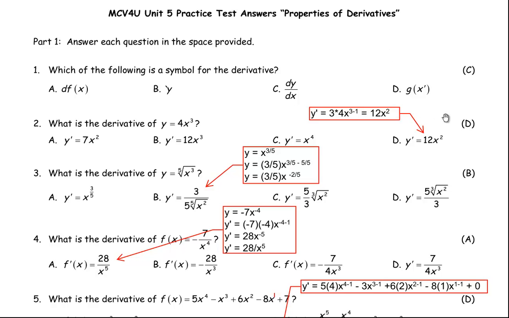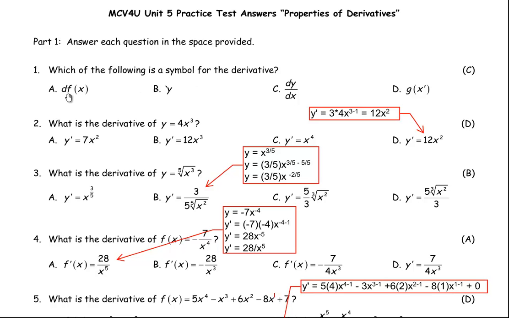In this video, we're going to take a look at a test review for a test on properties of derivatives, some basic differentiation rules. And so the first one asks, and there's some multiple choice in the first page, which of the following is a symbol for the derivative?